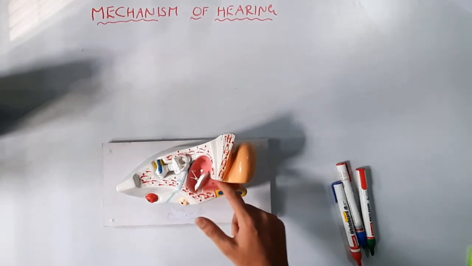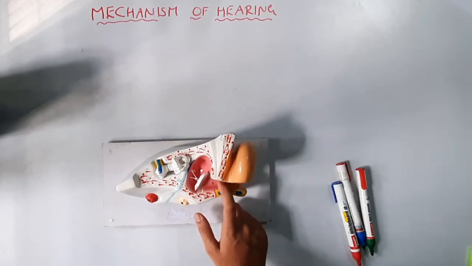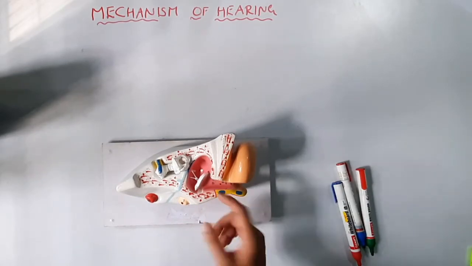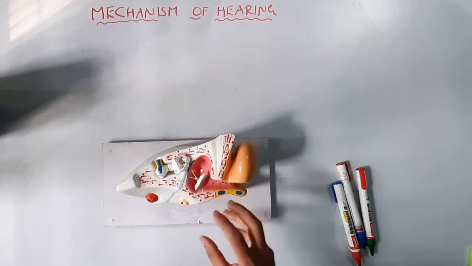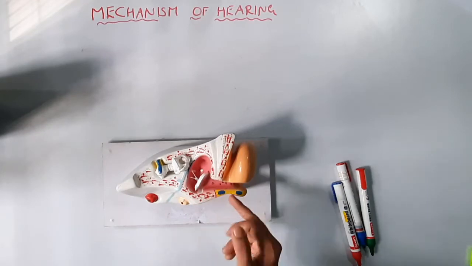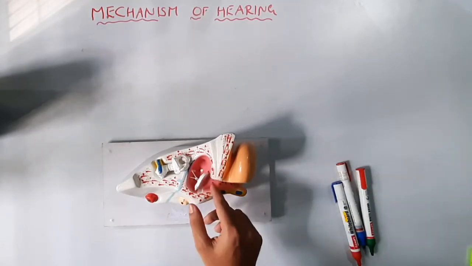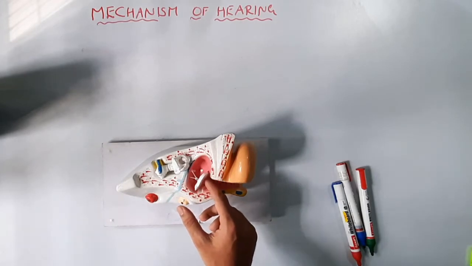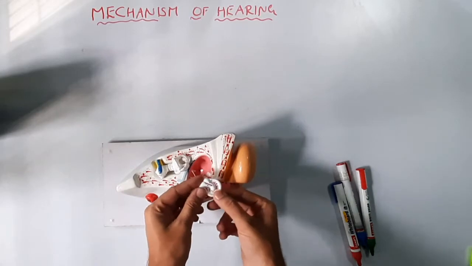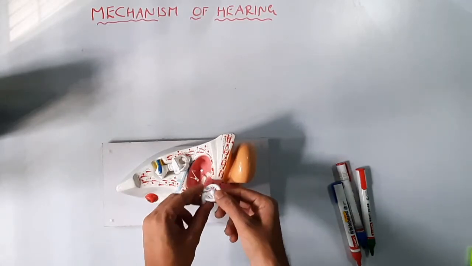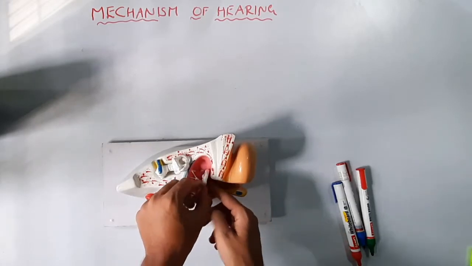Next to the pinna, we have a canal. This canal is called the external auditory meatus. What is the function of the external auditory meatus? It has specialized glands called ceruminous glands, which secrete cerumen, which is nothing but ear wax. And ultimately the vibration now hits this part. This part is called the tympanic membrane or eardrum, correct? So the vibration now hits the tympanic membrane.